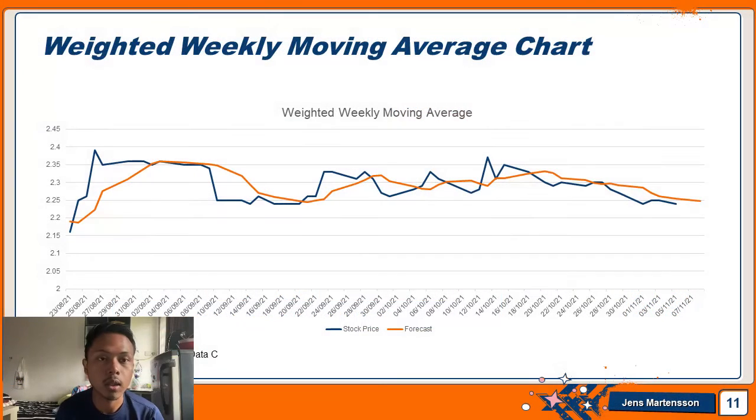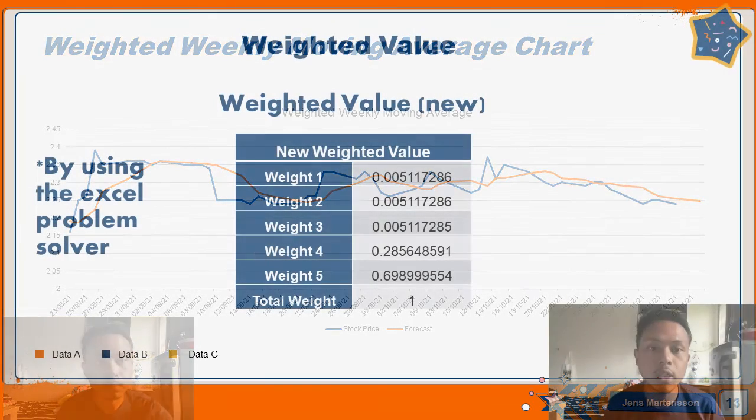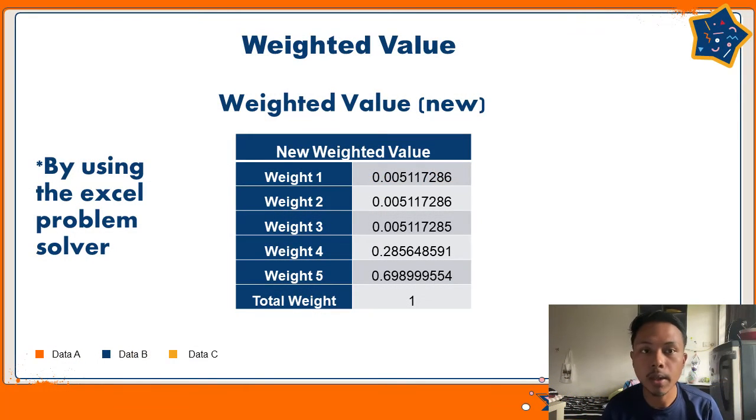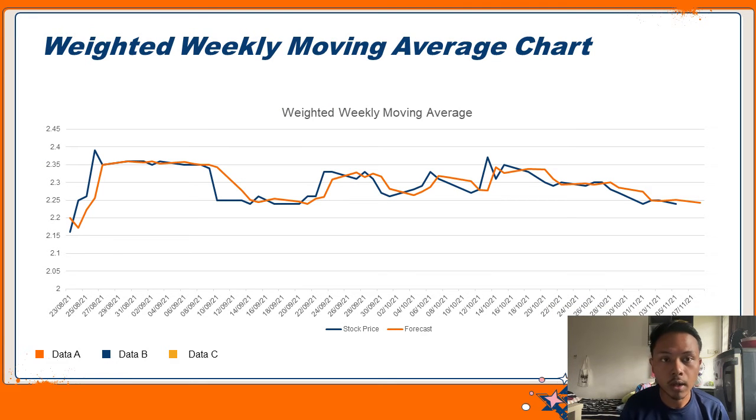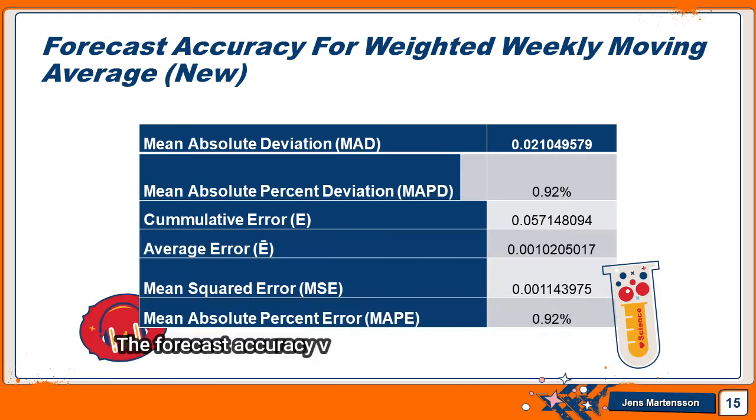The graph for this weighted moving average, by using the weighted values that we have decided, also reacts slowly to the actual price, and in order to improve this, we can use the optimized weighted values, which we can get with the help of the Excel Solver. So this is the new weighted value that we get by using the Excel Solver. As a result, from using the new optimized weighted values, we could see from the graph the forecast line reacts well with the actual price, which means the optimized weighted values help us to improve our forecast.